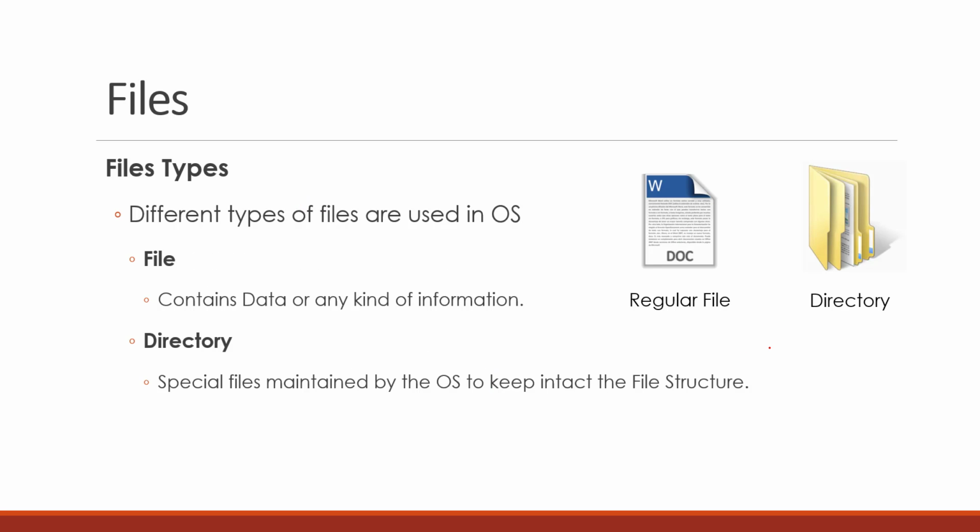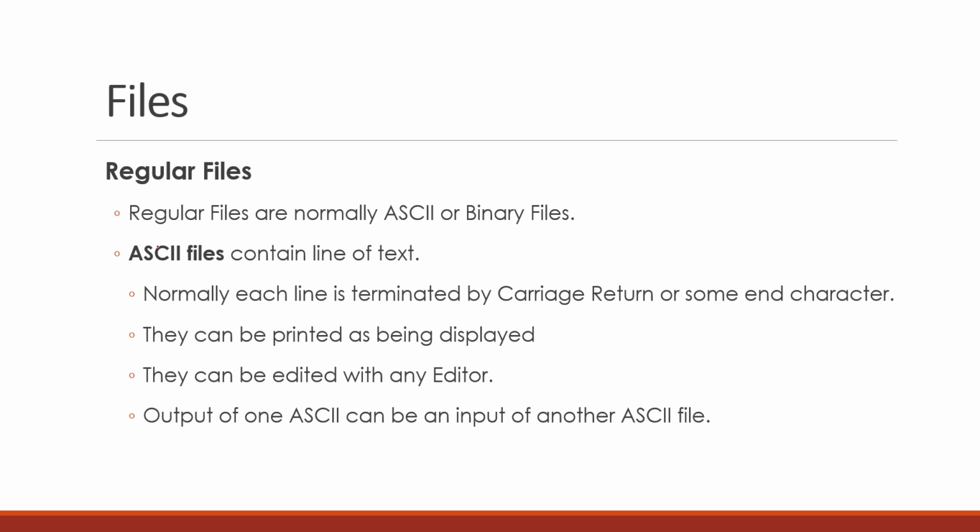Then, the types of files: we normally have regular files, and we have directories as well. If we talk about regular files, there are many types, but if we divide them into two bigger categories, there are ASCII files and there are binary files. ASCII files are basically text. They might contain text inside, and they might end a line with a carriage return, your enter on the keyboard, or they end a file with end of file, and so on.